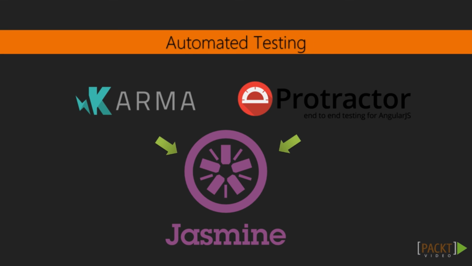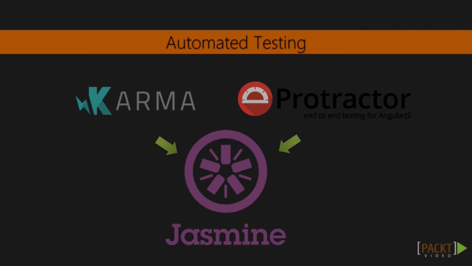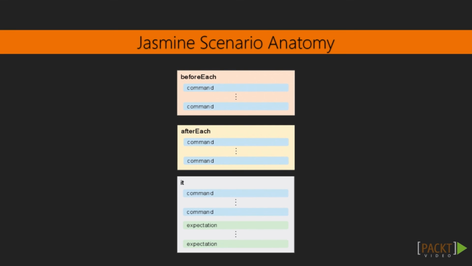Jasmine is a behavior-driven development framework for testing JavaScript code. It has a clean, obvious syntax so that you can easily write tests. When written with Jasmine, both unit and end-to-end tests have similar anatomy. A test suite is comprised of one or more it blocks that describe the requirements of your application. It blocks are made of commands and expectations.